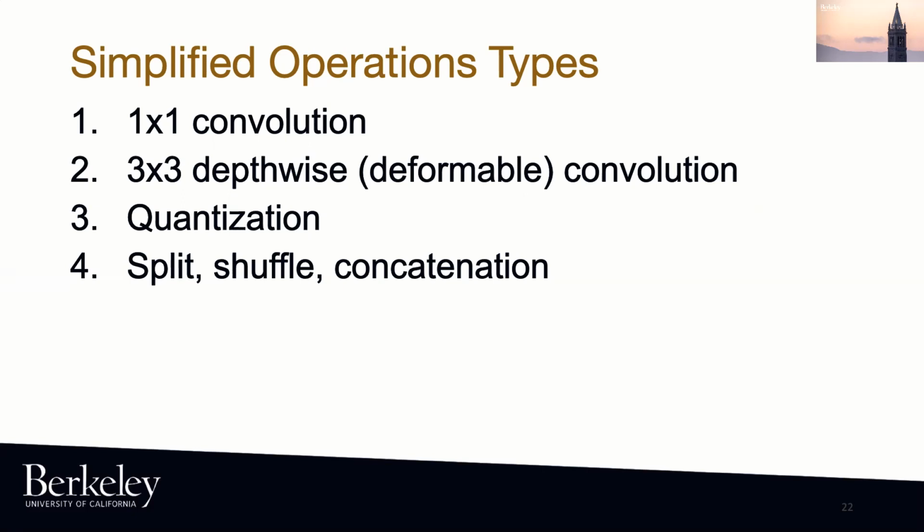the actual computation. We partition the CoDeNet workflow so that the frequently called compute-intensive operations are offloaded to the FPGA accelerator, while the other operations are run by software on the processor side. The operations we choose to accelerate are 1x1 convolution, 3x3 depthwise deformable convolution, and quantization.